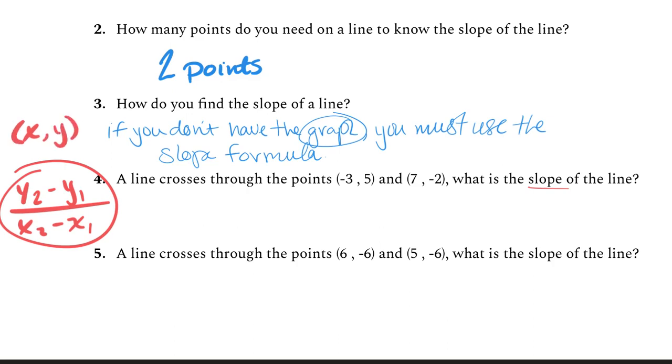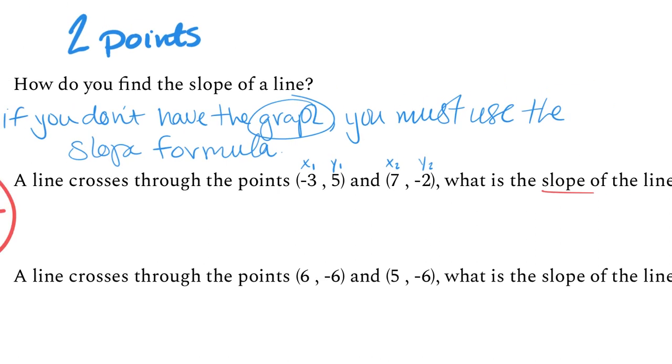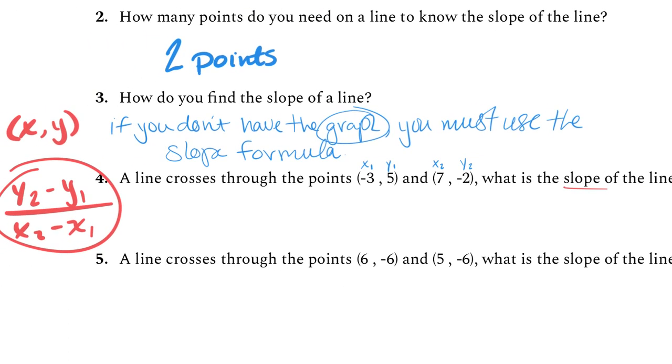What that means for us over here is that this number is an x, this is a y, and this is an x, and this is a y. Now this is our first x, and it's our first y, so x1 and y1. Here's our second x, or second y. Now we have these labeled. All we have to do is put them in place as this says.